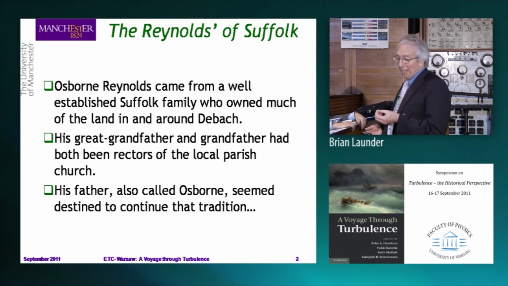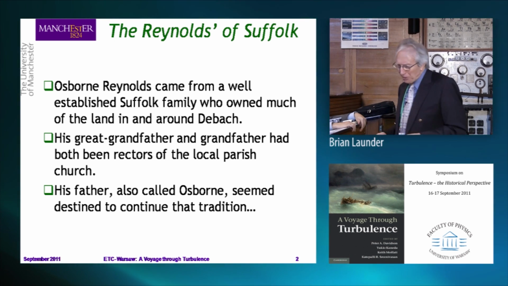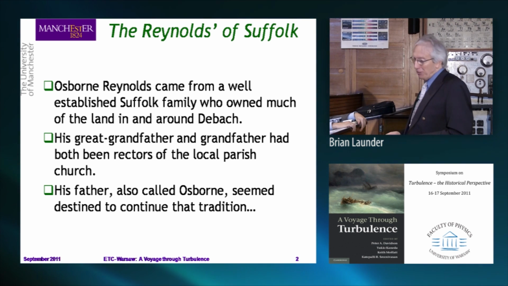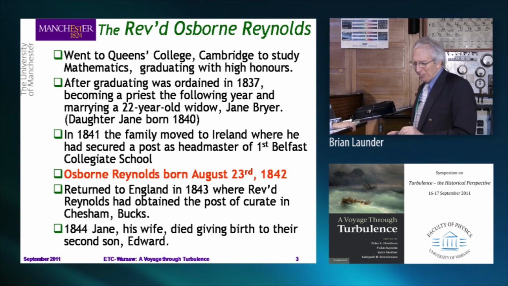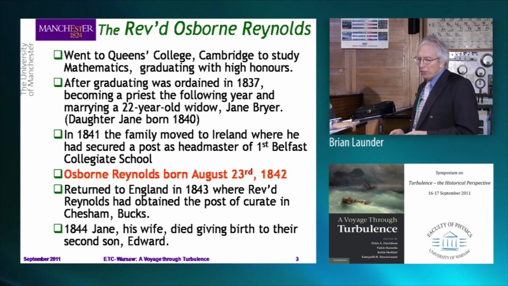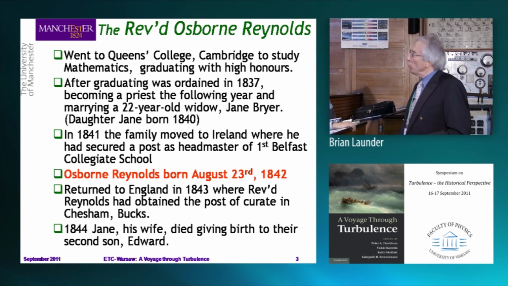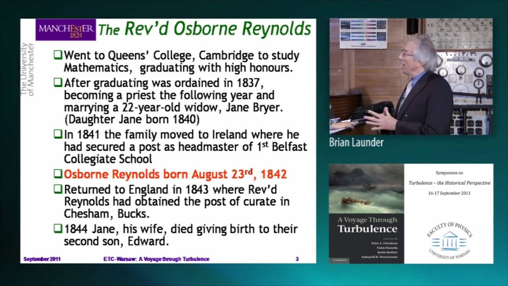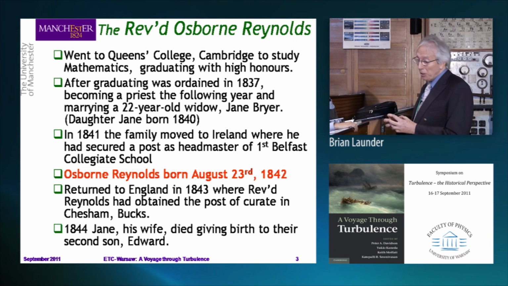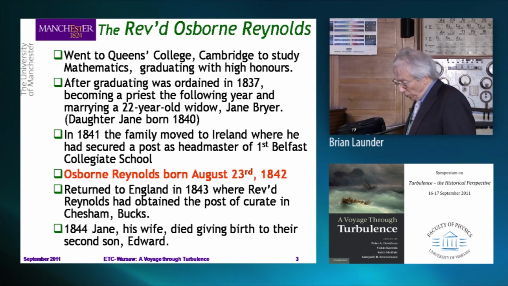Both his grandfather and great-grandfather, as I indicated, were rectors, and it seemed probable that his father, who unfortunately was also called Osborne, was destined to follow that family tradition. I'll call him the Reverend Osborne Reynolds, just so there's no possible confusion. He went to Queens' College, Cambridge to study mathematics, graduating with high honours, and shortly thereafter he was ordained a priest. He married a 22-year-old widow, Jane Breyer, and their only daughter, Jane, was born in 1840.